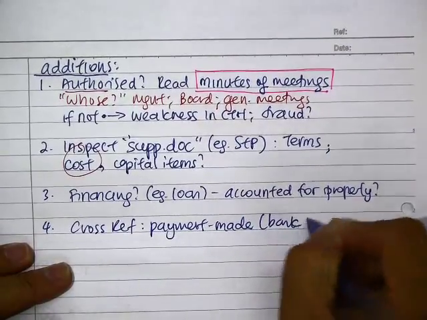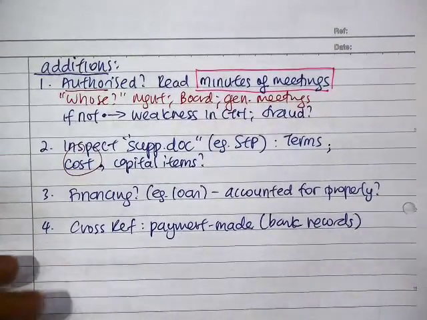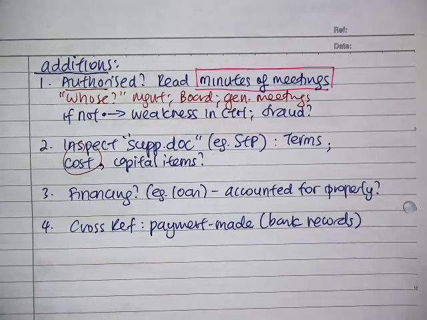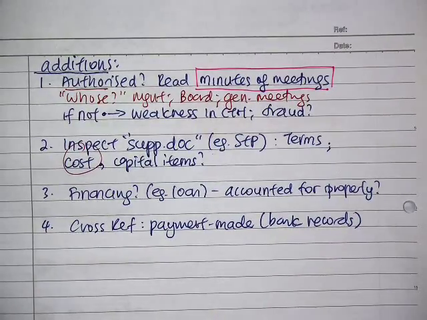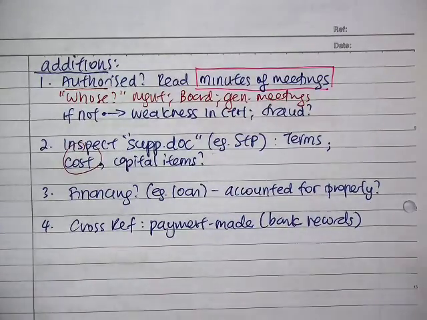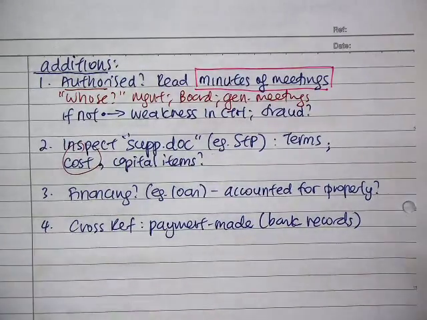So your bank records. Okay, so these are some of the things that you just make sure you test them. When you buy, similar when you sell, go through more or less the same thing. Alright, so we just look at addition and disposal. Disposal is just the opposite of it.